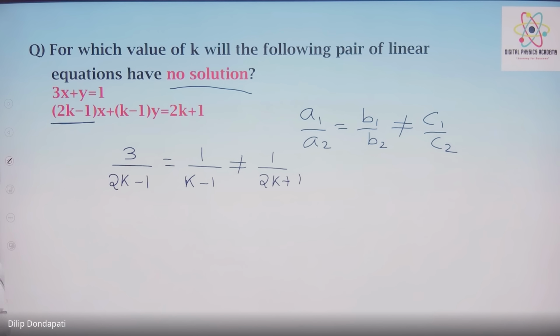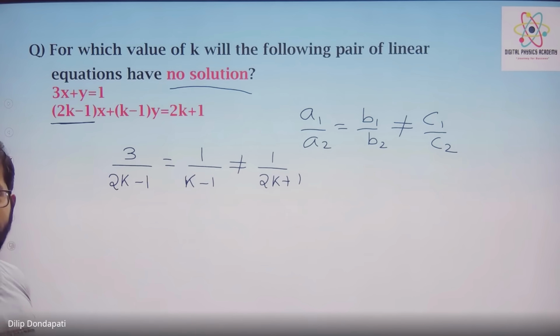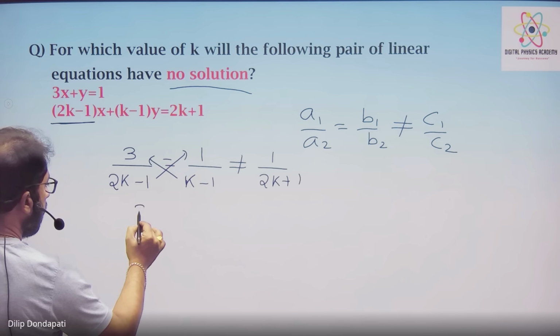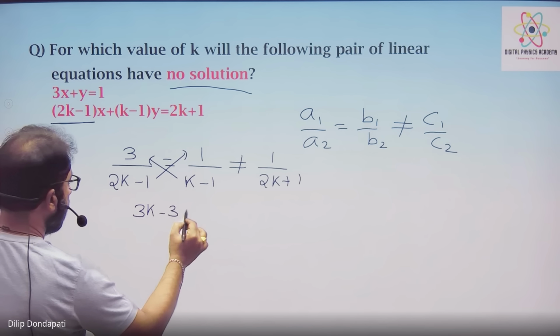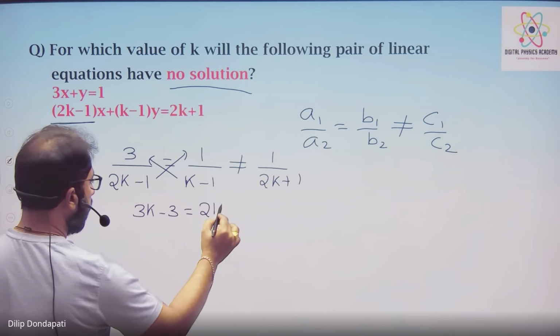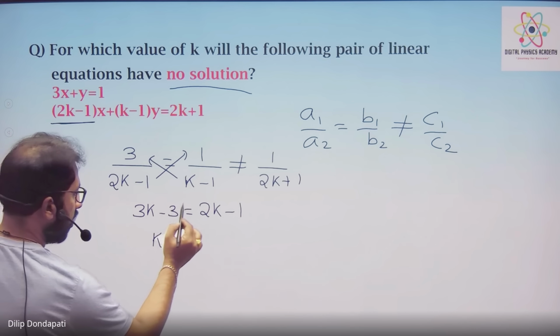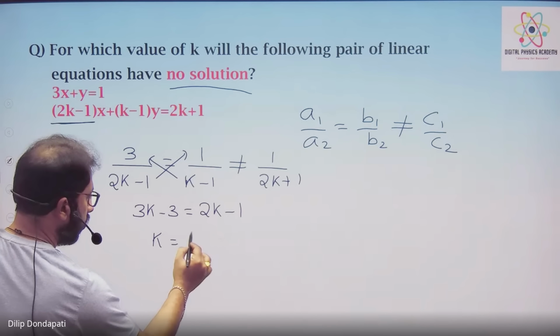Now the answer has come. Sir, 2. Yeah. You also got the answer? Yes. Sir, 2. Right? Yes. So cross multiply. So 3k minus 3 is equal to 2k minus 1. So k is equal to minus 3, it came to this side as plus 3. 3 minus 1 is 2.